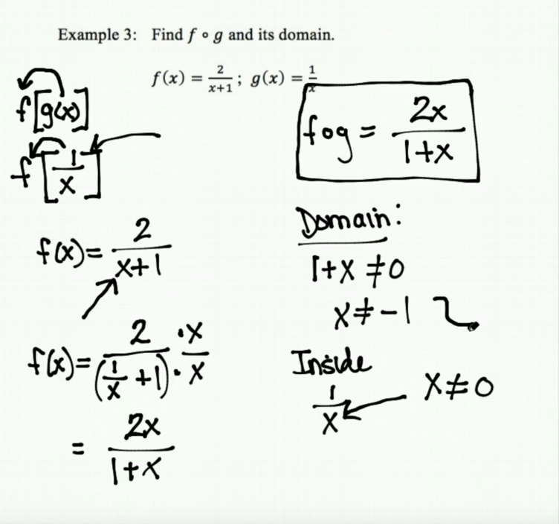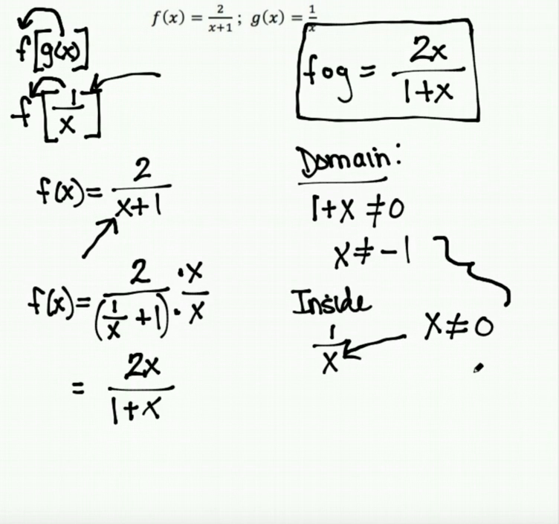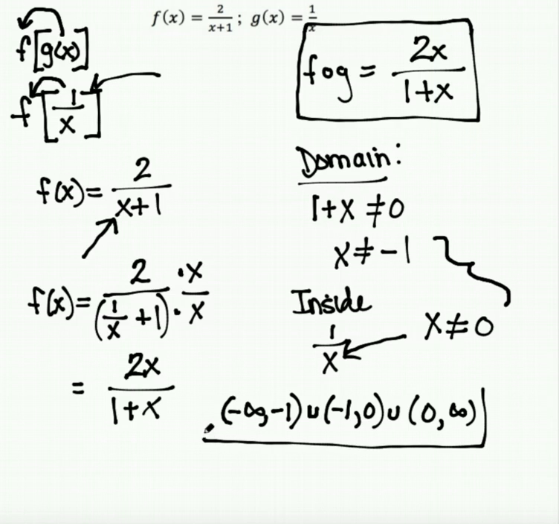Well, I have to combine these two pieces. So x cannot equal negative 1, and x cannot equal 0. And what that means is when we write that together, it's everything except 0 and negative 1. So I'm going to go negative infinity to negative 1 and stop. Pick back up, so union. I'm going to go from negative 1 to my next stopping point, which is 0. Union. And then pick up where I left off, 0 to infinity. And that is the domain of this composite function.